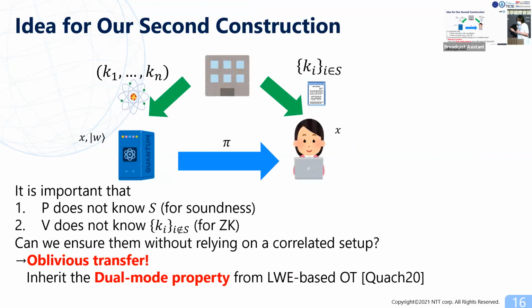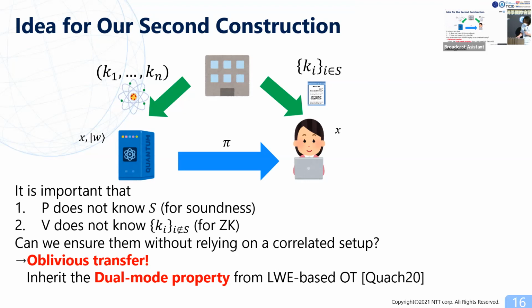Next, I briefly explain the idea for our second construction. The second construction is based on the first construction. And here I describe the first construction. For the security of the first construction, the following two properties are important. First, for soundness, the prover should not know the subset S. And second, for the zero knowledge property, the verifier should not know K_i for i that doesn't belong to S. In the first construction, we ensure these properties by relying on trusted setup.